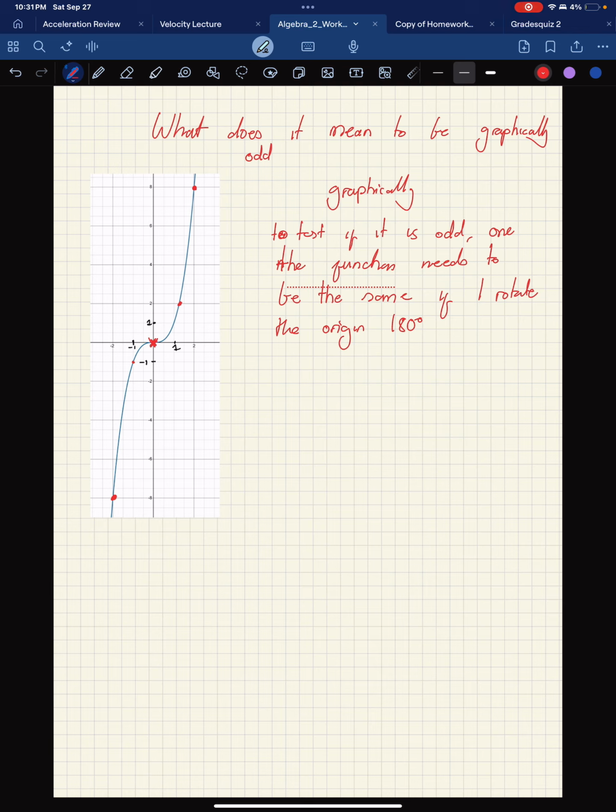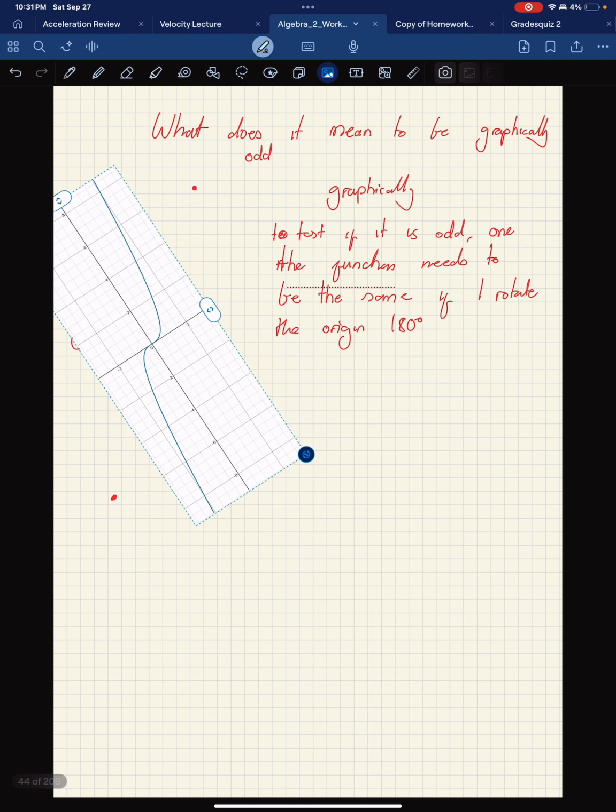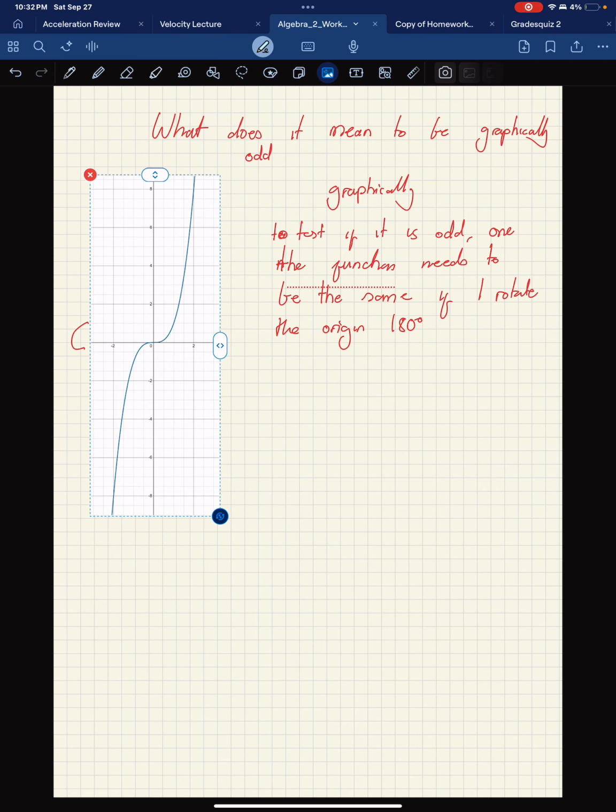All right? So look, I have an iPad here. I'm fortunate enough to just be able to select this and rotate it. Boom. So look at the previous photo of our function. Right now we're like this, just for clarity, before rotation.